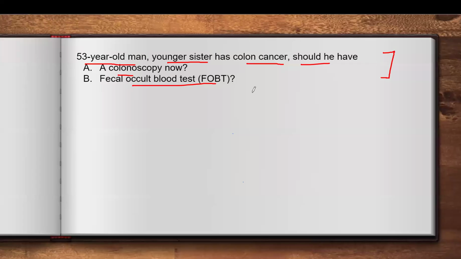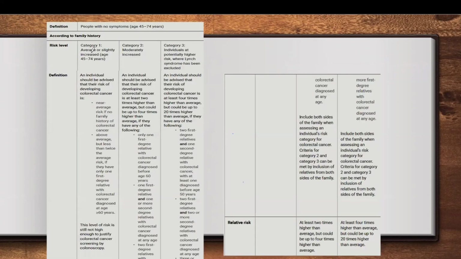Again, we have to follow the guidelines in order to solve this. Like prostate cancer, colon cancer has also been given some divisions: average risk, moderately increased risk, and high risk. This might seem a little bit overwhelming right now, but you have to read these guidelines again and again, and by your exam, you will be good to go. This is for an asymptomatic patient, any patient who does not have any bowel symptoms, and who lies between 45 and 74 years of age.